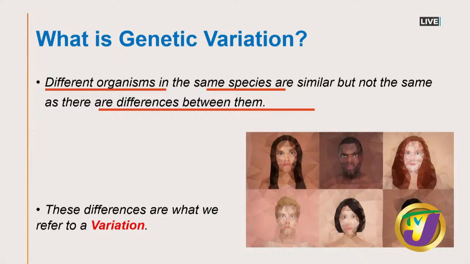Now, this difference is what we refer to as variation in biology. So when you look at that image, and we don't need to go into topical issues like race, but at face value, when we look at individuals, we can say that each person is quite unique, each person is different.